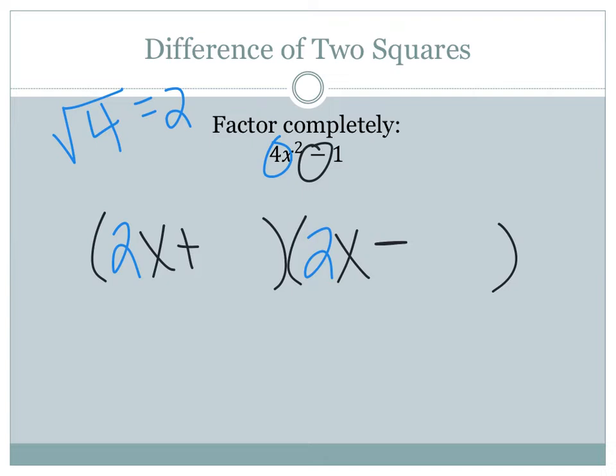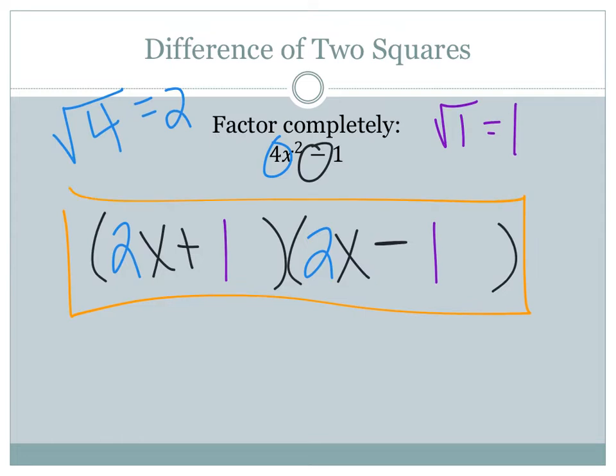And contrary to popular belief, the square root of 1 is a perfect square because it's just 1. So I'm going to put a plus 1 and a minus 1. There's my final answer.